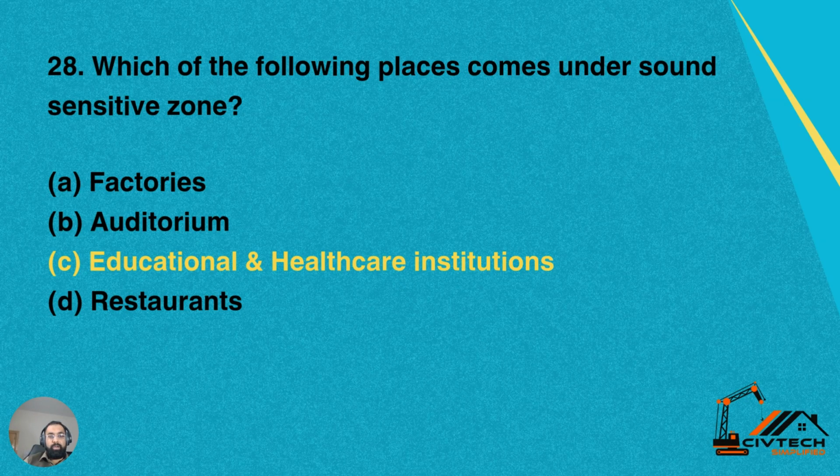Question number 28. Which of the following places comes under sound sensitive zones? While planning a town, there are different zones as we discussed earlier. The sound sensitive zones are the areas where schools or hospitals are planned. The options were: A, factories; B, auditorium; C, educational and healthcare institutes; and D, restaurants. Of course option C is correct, educational and healthcare institutes. These come under the sound sensitive zones of a town.